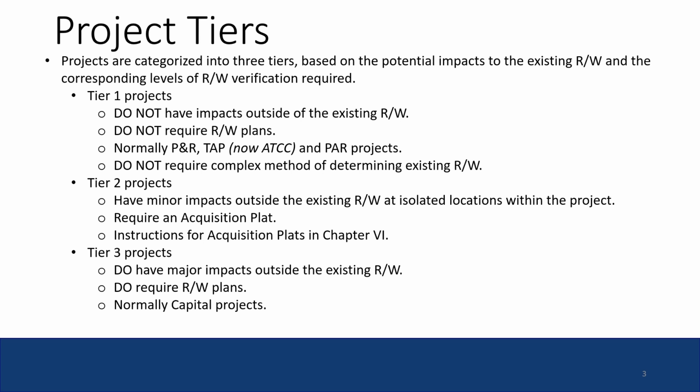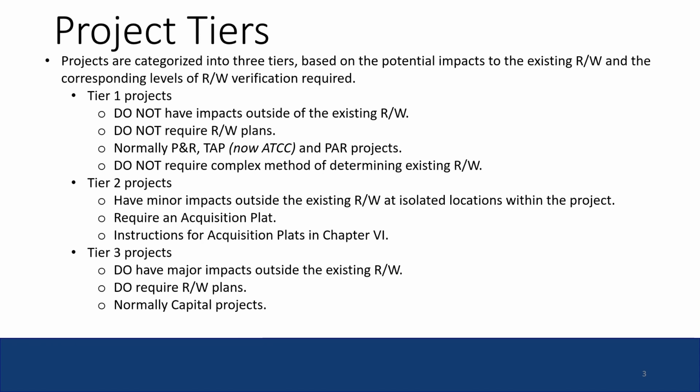The project tier determines what type of right-of-way plan is necessary. Projects are categorized into 3 tiers based on the potential impacts to the existing right-of-way and the corresponding levels of right-of-way verification required. Tier 1 projects would normally be pave and rehab, TAP, or PAR projects that don't have impacts outside the existing right-of-way and would not need right-of-way plans. Less complex methods for determining the existing right-of-way are noted in Chapter 2 for Tier 1 projects.